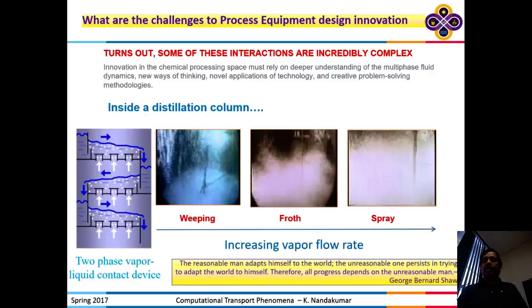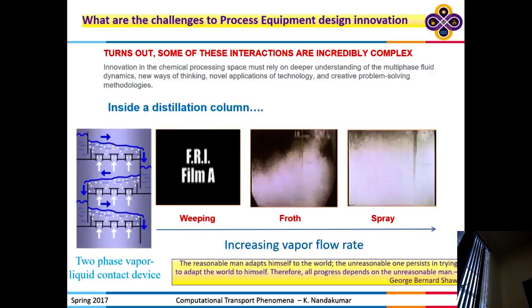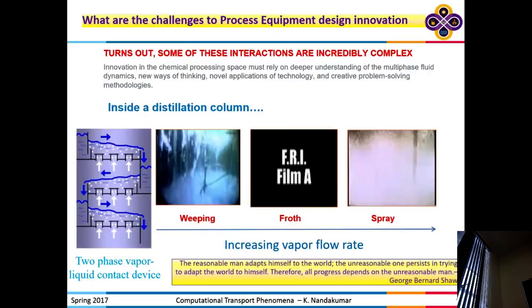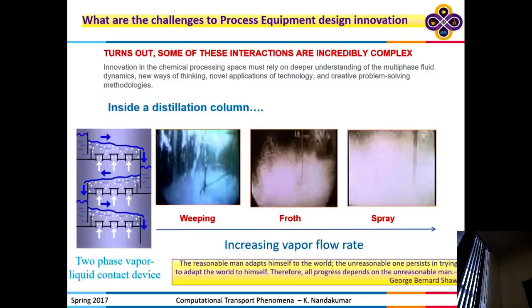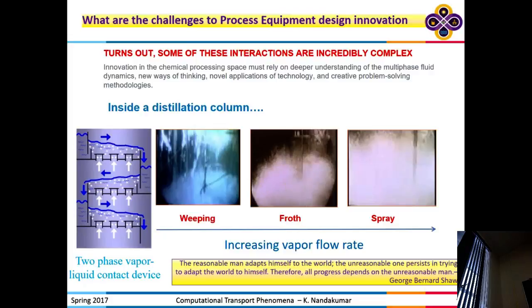Yeah. It might not be related, but is there any case that we have all these phenomena in a specific column? Like, for example, in the beginning, at lower stages, we have, I don't know, spray. Yeah. Or spray, and at the top we have weeping, and in the middle we have our ideal froth phenomena. That can happen. In a poorly designed column, these things can happen because it depends on how you control the temperature along the column, right?